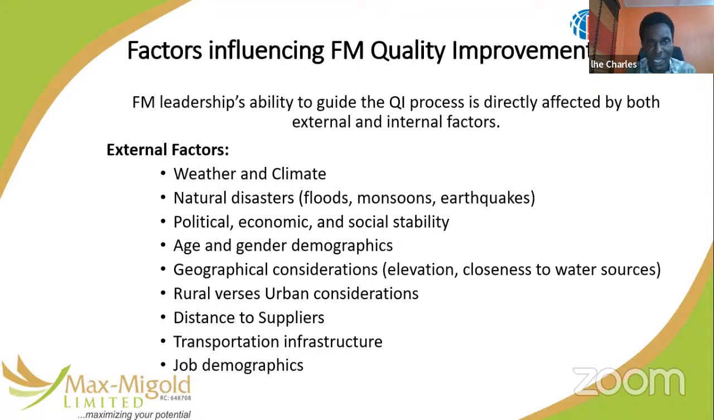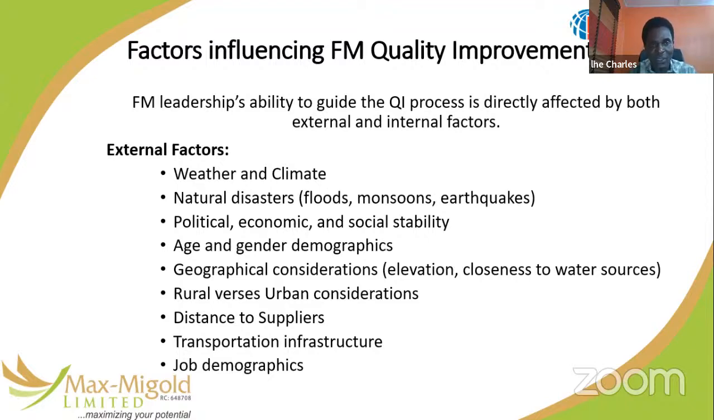The age and gender demography. If you look at facilities management, going to the tactical level now, the technical team, you discover that the people you have as technicians, the people you have as plumbers, the people you have as AC techs, they are people that are older generation, right?